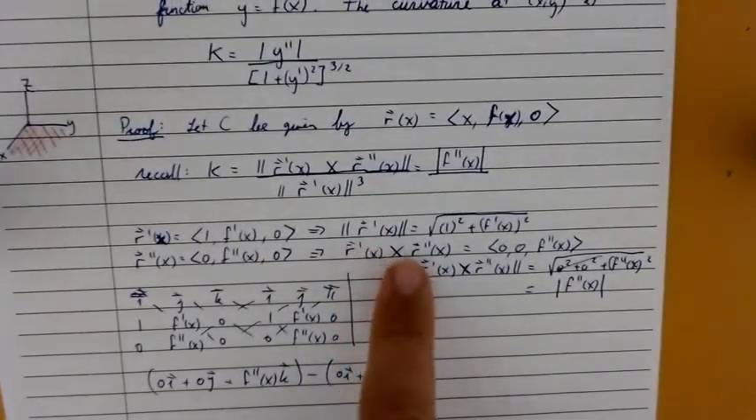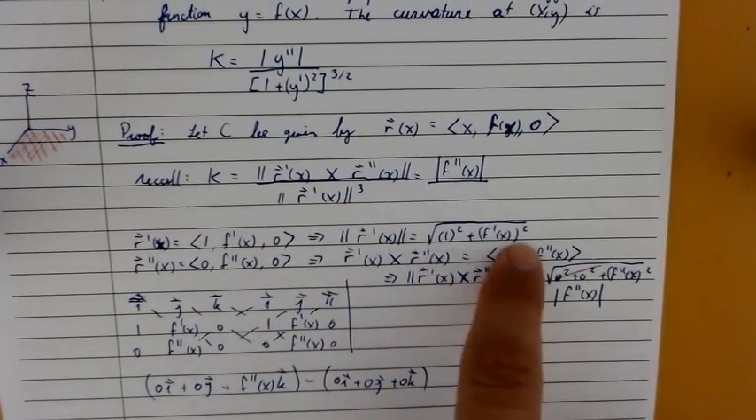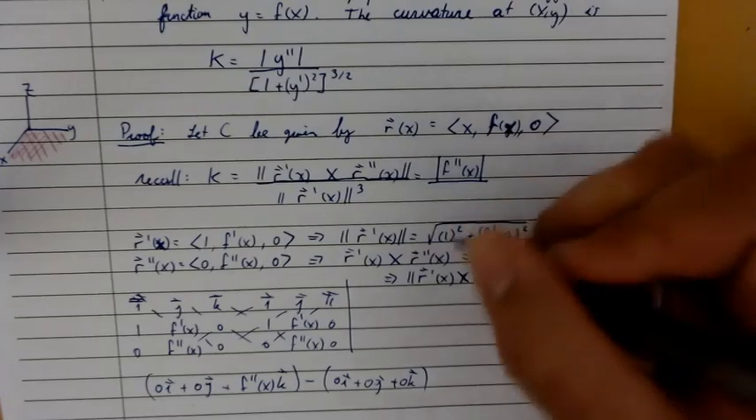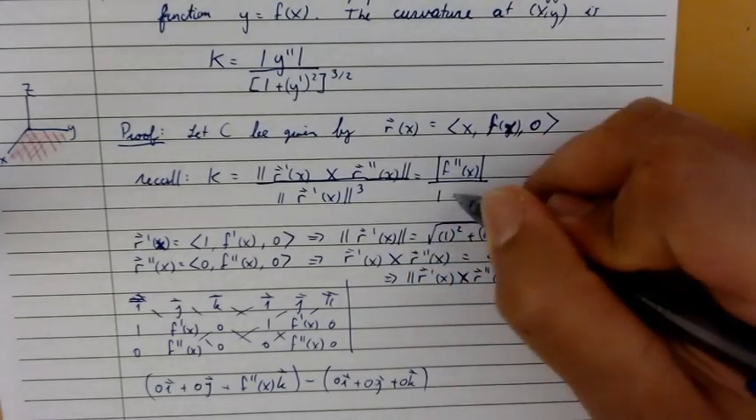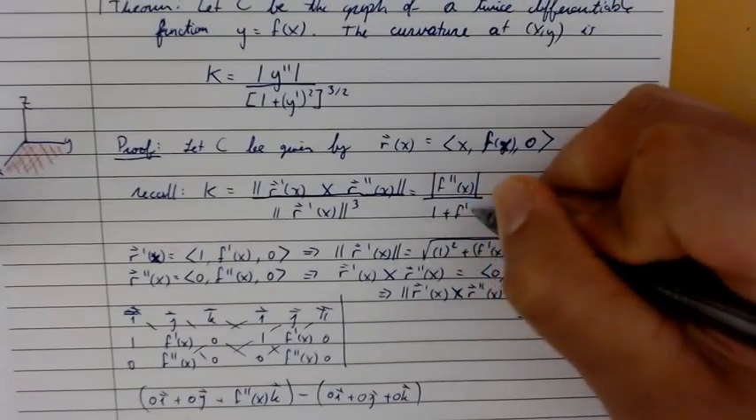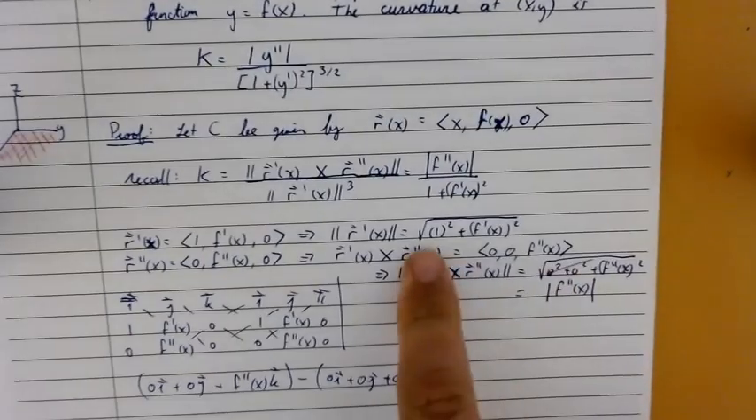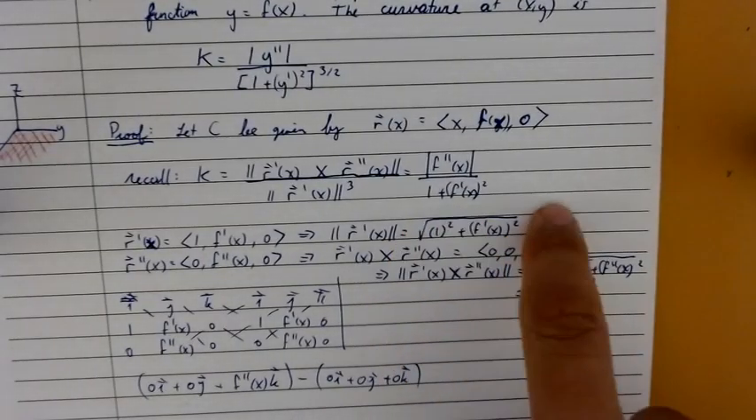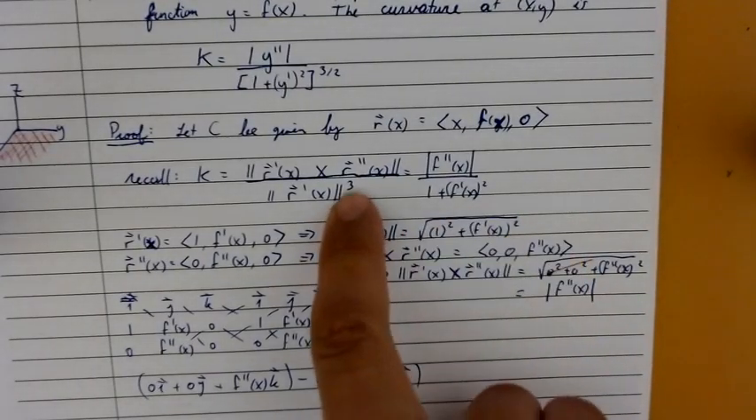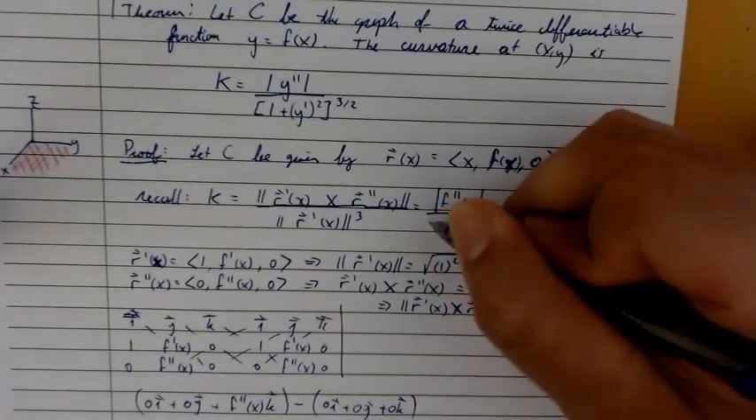And now we're going to take r prime of x. We're going to take its magnitude, which we found to be this. So that's going to be 1 squared, that's 1, plus f prime squared. And then that's to the 1/2 power, because it's got a square root on it. But then it's being cubed. So 1/2 power, but then cubed. That gives us 3/2 power.